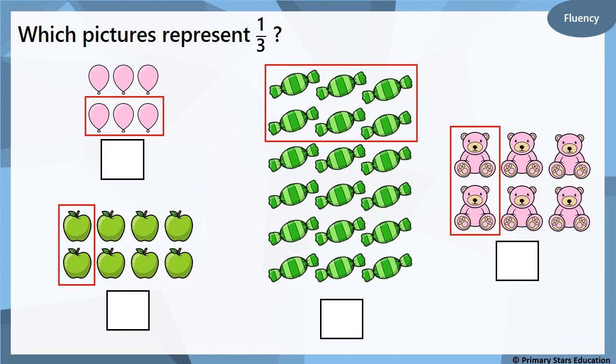Finally, look at the bears. There are 6 bears in total. If I was to circle 3 groups of 2, like the one that's already been done, I would have 3 equal groups of 2. So that one is showing a third. There we go.